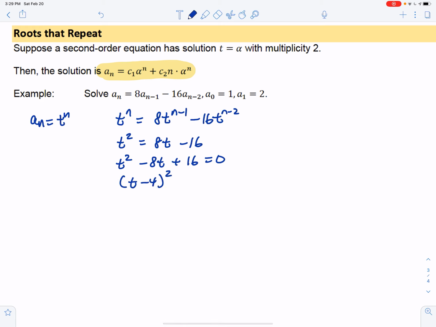And this is what's meant by a repeated solution. We get t equals 4, and that's the only one. And since we're trying to solve a quadratic, we're expecting 2 solutions. So that means that this one is repeated. It comes up as a factor twice.